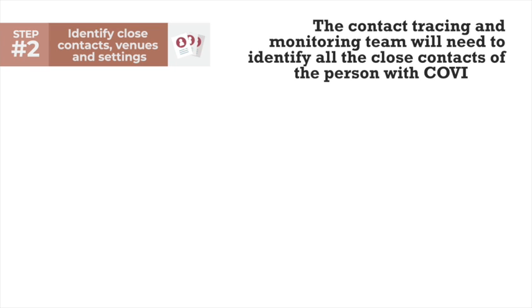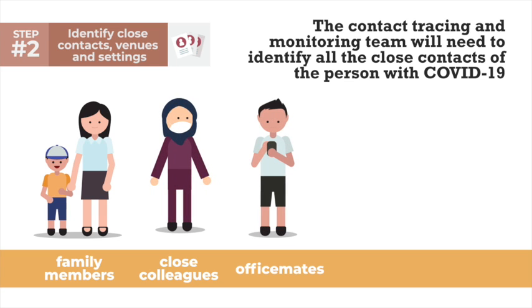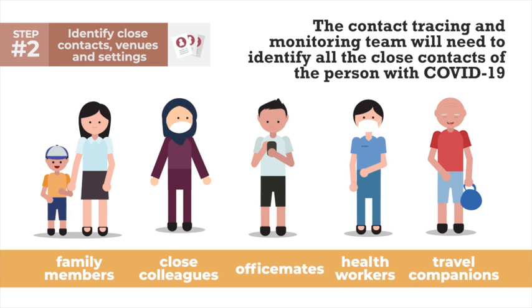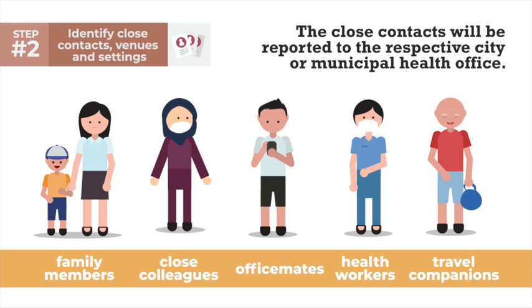The contact tracing and monitoring team will need to identify all the close contacts of the person with COVID-19. These close contacts are typically family members, close colleagues, office mates, health workers, or travel companions. The close contacts will be reported to the respective city or municipal health office.